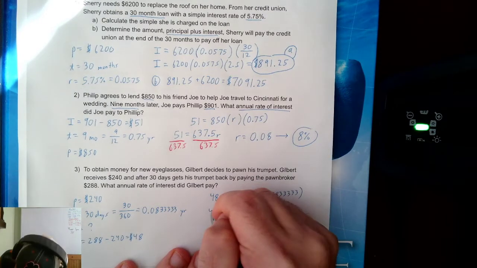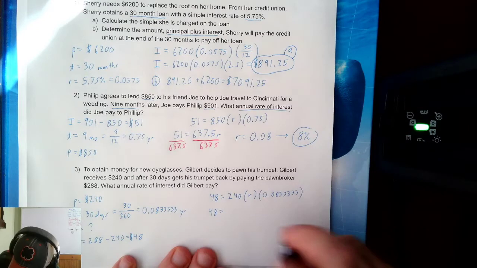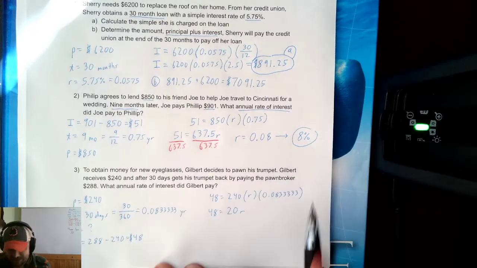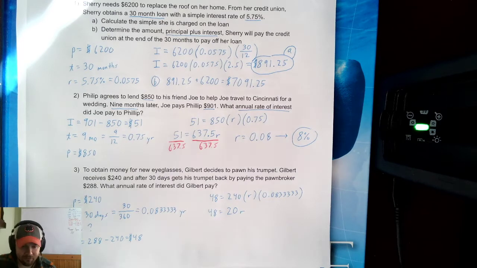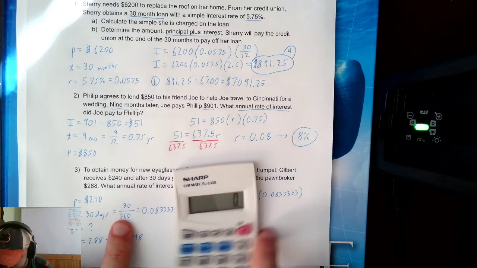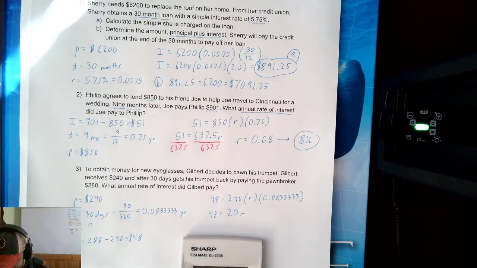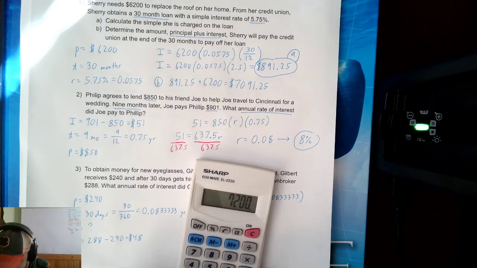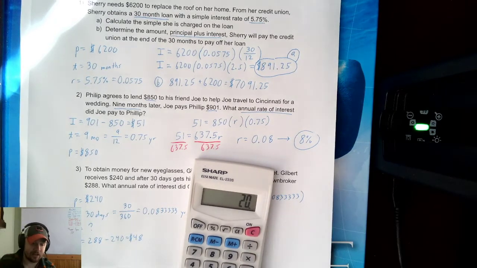Multiplying here, I can get 48 equals 240 times 0.08333333 is going to give me exactly 20. Be careful with the decimals. Your calculator might tell you it's 19.9999999. It's actually 20. If we use this number instead, 240 times 30 gives me 7,200 divided by 360. If I didn't use decimals, I'd have gotten exactly 20. Be careful with the calculator sometimes.